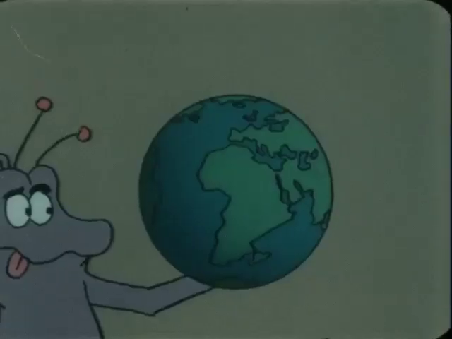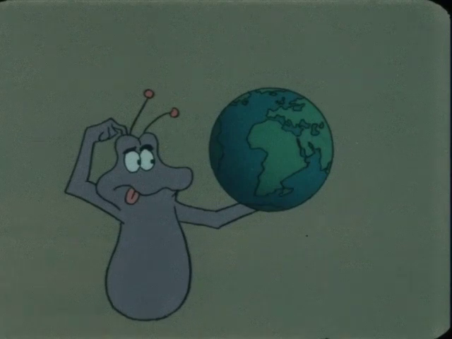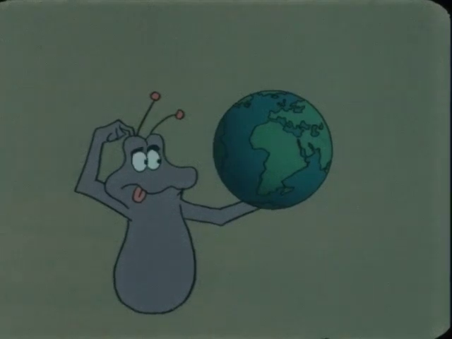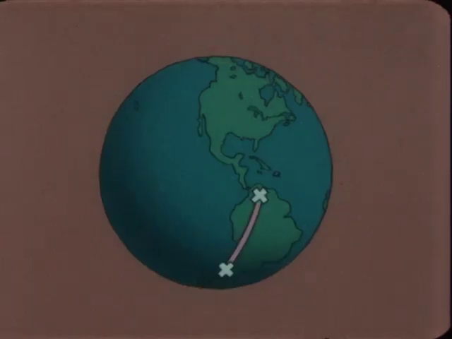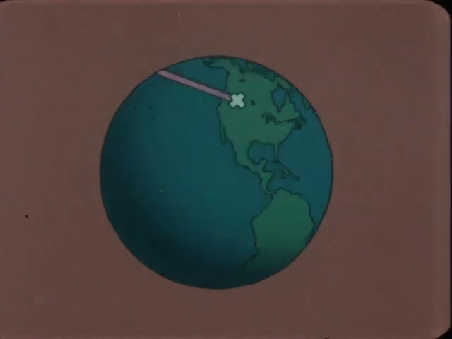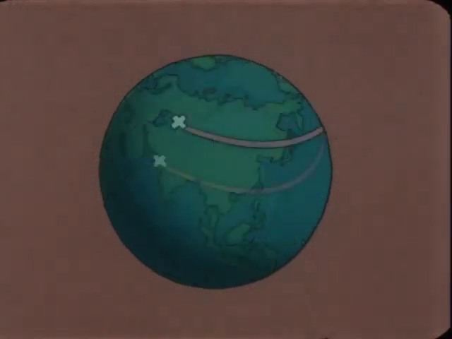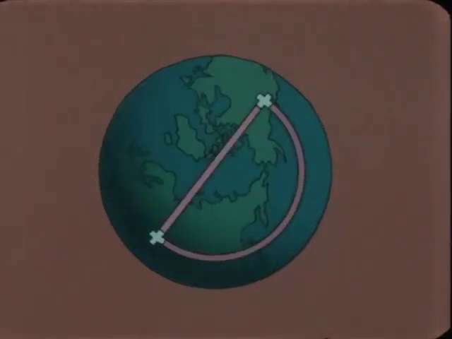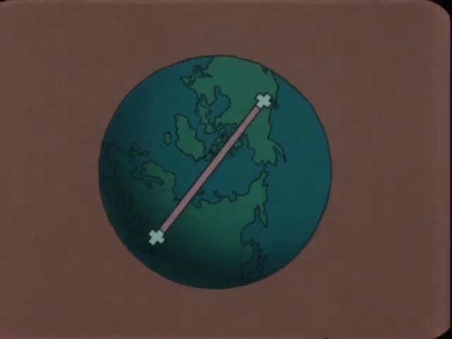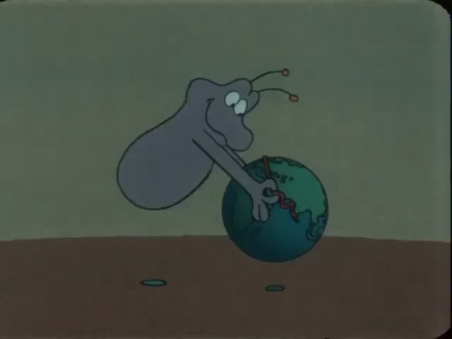A globe can also help people find the shortest possible route between two places on the Earth. Sometimes that's easy to guess, and sometimes it turns out to be surprising. For instance, if you wanted to go from here to here, the shortest route would not be this long line. Instead, it would be this much shorter line that passes near the North Pole. You can find the shortest route between any two places on a globe by stretching a string between them.